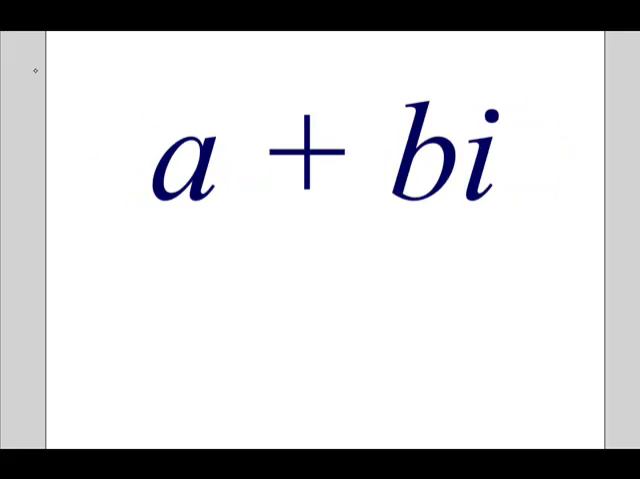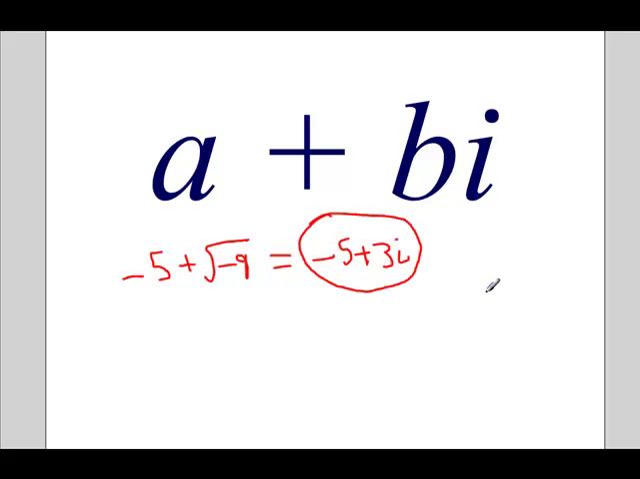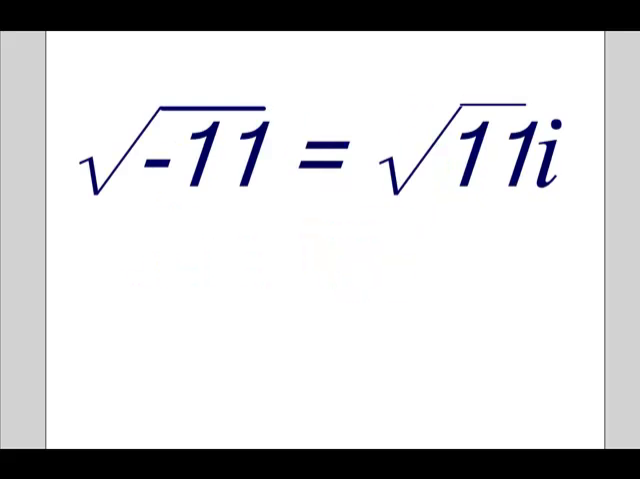Okay, the proper form that we're going to have here is a plus bi. So if we're given -5 plus the square root of -9, well, that's equal to -5 plus 3i. We want it in that form. And we saw that the square root of -9 is 3i back here.